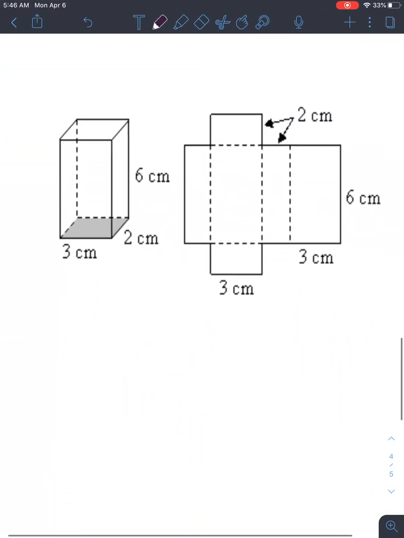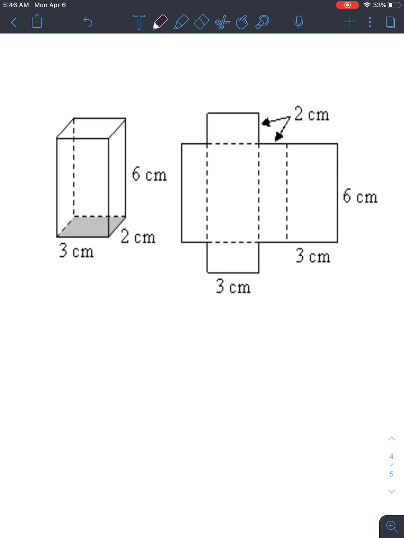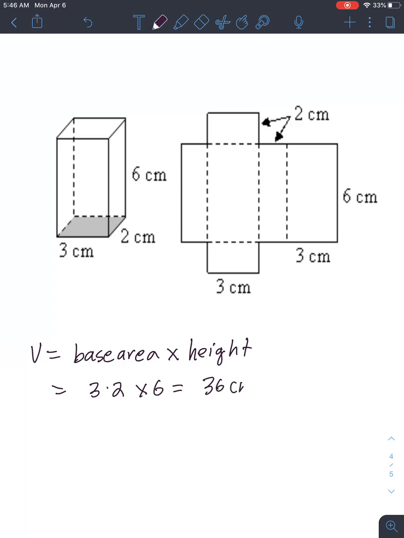Sorry. And our last shape is going to be a rectangular prism. This time, instead of the base being a square, it's going to be a rectangle. So to do volume, we know it's base area times height. And we see that our base is just 3 times 2, and our height is 6. And we get 36 cubed centimeters. So once you get comfortable, you'll be able to do it quicker.